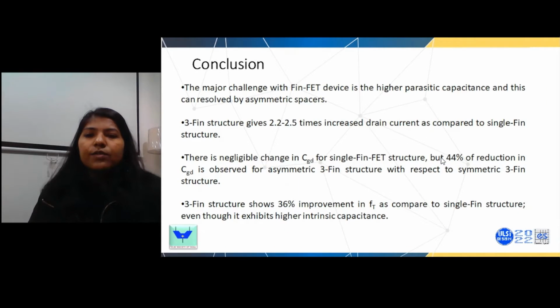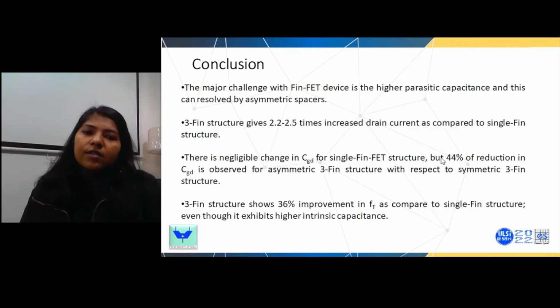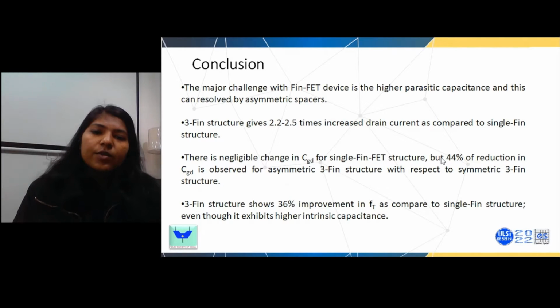And in the conclusion, we can say that the major challenges with the FinFET device are parasitic capacitances, which are quite high for the 3-fin structure. And these can be resolved by introducing a small asymmetricity in the spacers. So with that asymmetricity, the 3-fin structure is able to achieve around 2 to 2.5 times increase in the drain current as compared to the single fin structure.